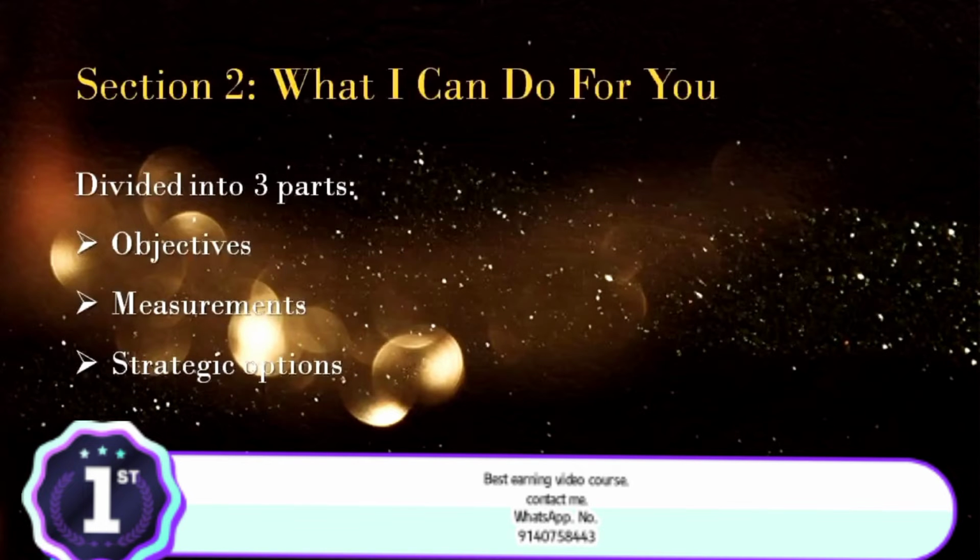Section 2, what can I do for you? This section is about what you as the copywriter can do for your lead or client, and is divided into 3 parts: objectives, measurements, and strategic options. Objectives are aligned and agreed upon in previous meetings. It's then listed according to priority to demonstrate your clarity, understanding, and focus of the proposal.